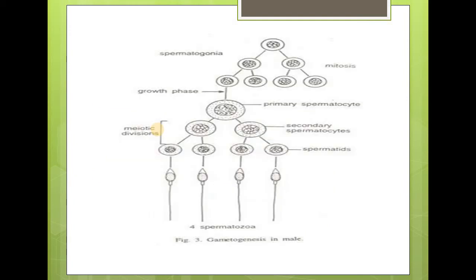This is also a diagram showing how, through mitosis, it develops into the primary spermatocytes through the growth phase, and then the primary spermatocytes develop into secondary spermatocytes, then spermatids, and then spermatozoa.